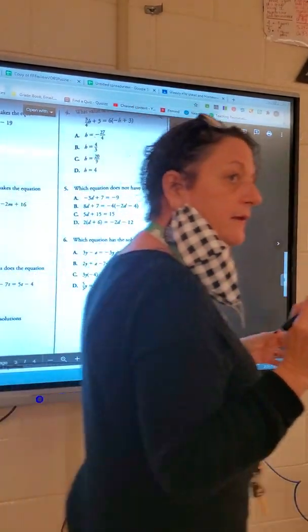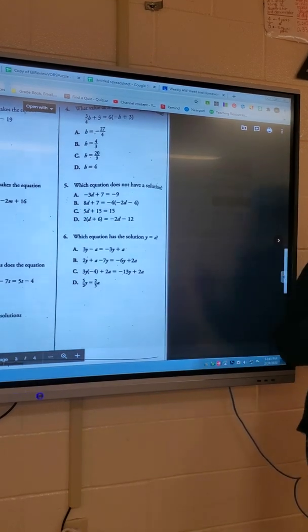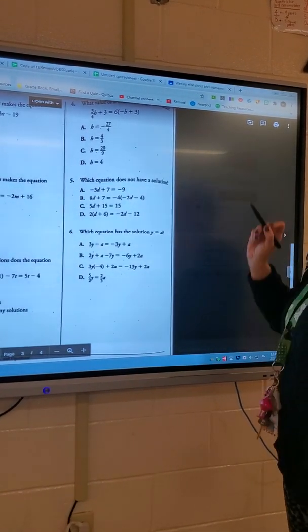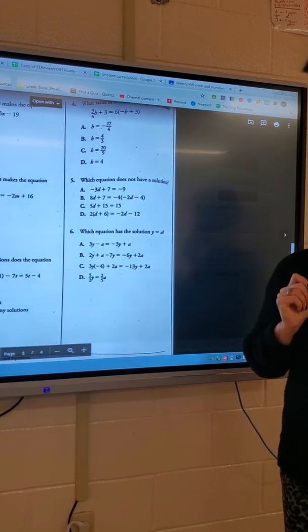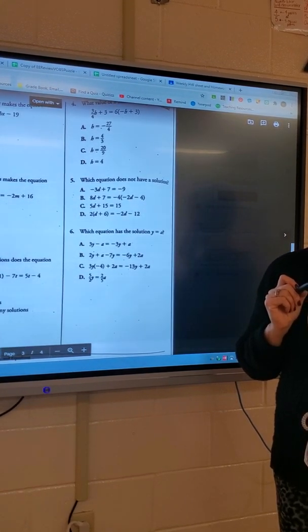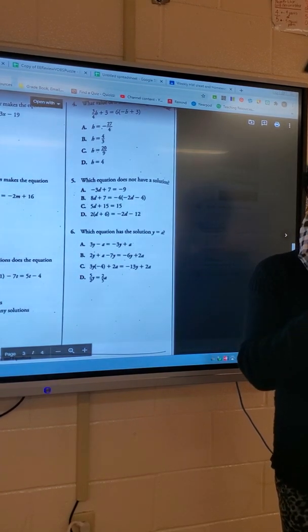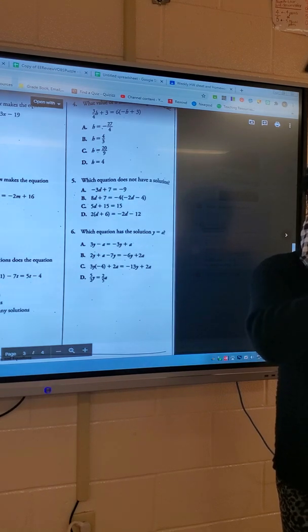Did that help anybody? Yes, no? Did that help a little bit? So if it was a 3x and then a 3x on the other side, but it was a 2 and a 4, then it'd be no, right? If the variable terms are identical, same sign, same coefficient, same variable. What if the variables didn't have the same signs? Like one was positive, one was negative.